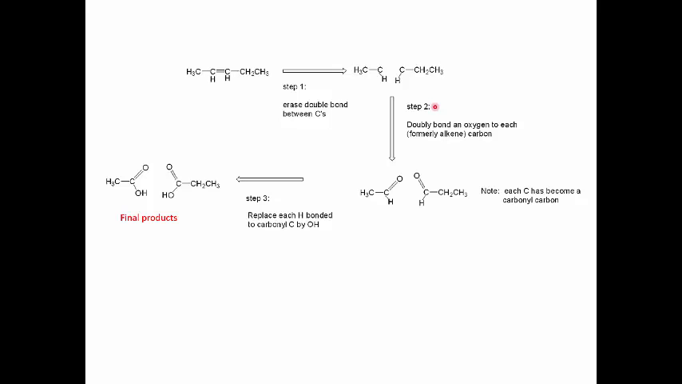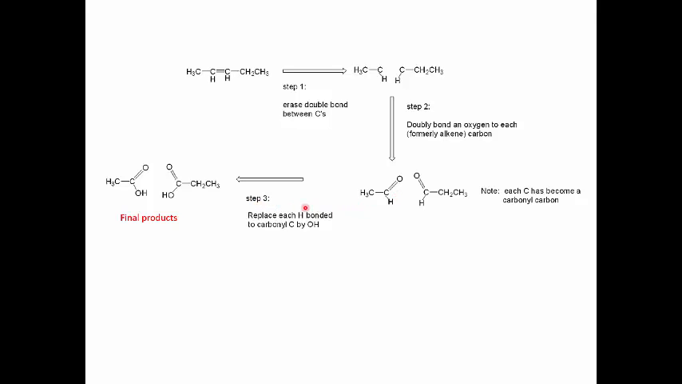All right. The second step, what we do is doubly bond an oxygen to each of these carbons, the carbons that started out as alkene carbons. So doubly bond an oxygen to each of those, and of course we'll get this. Right? The carbons at this stage are carbonyl carbons.